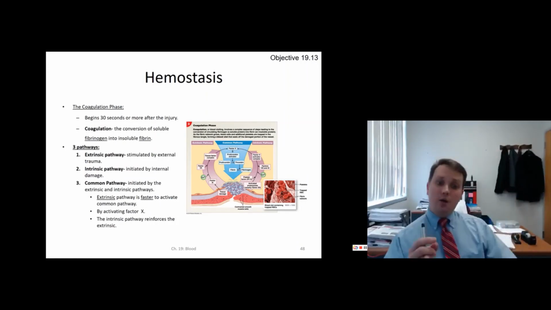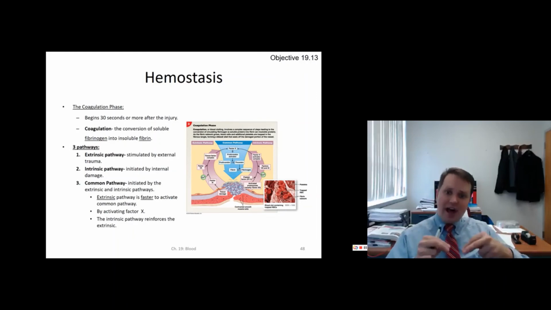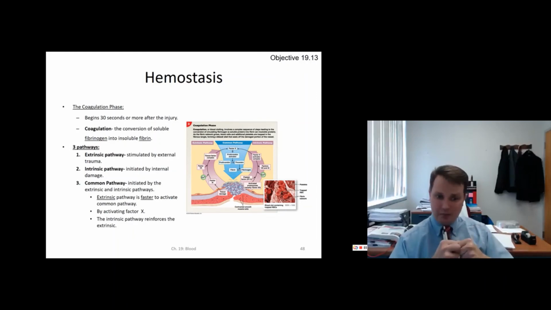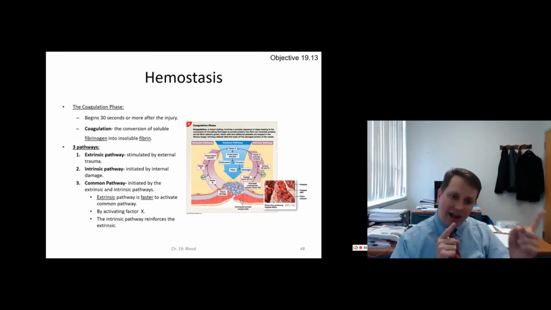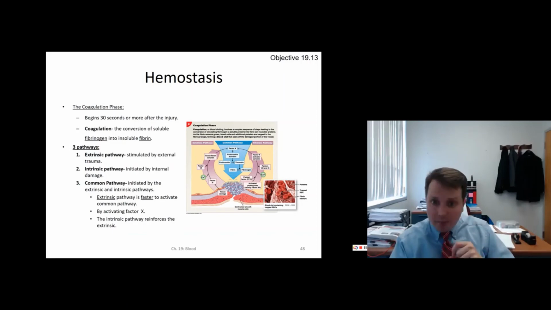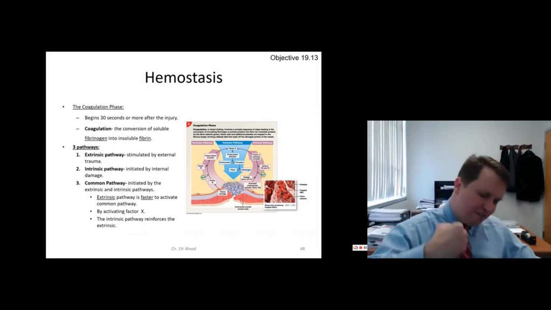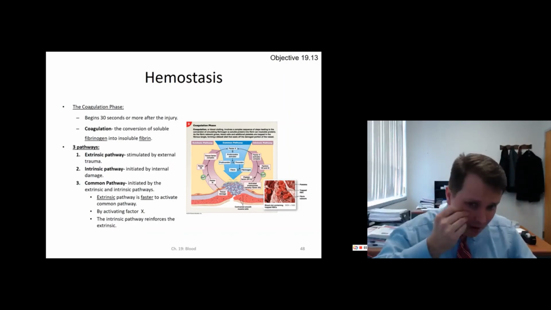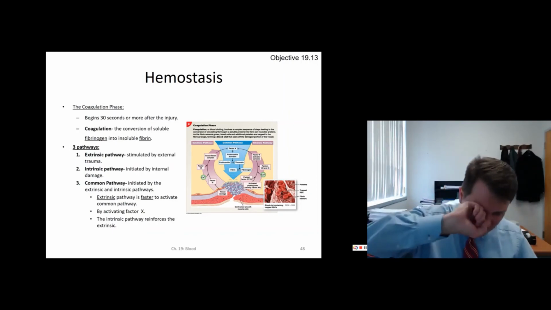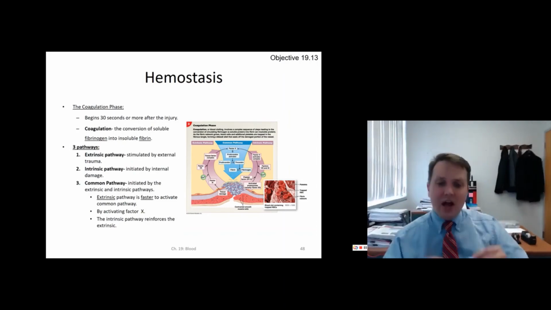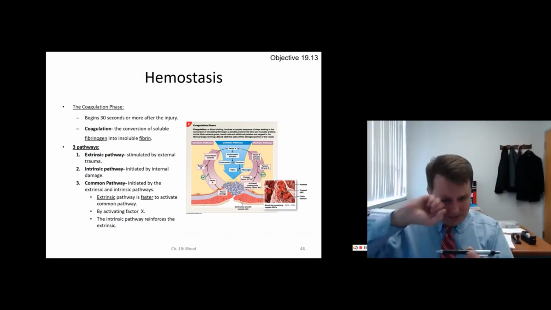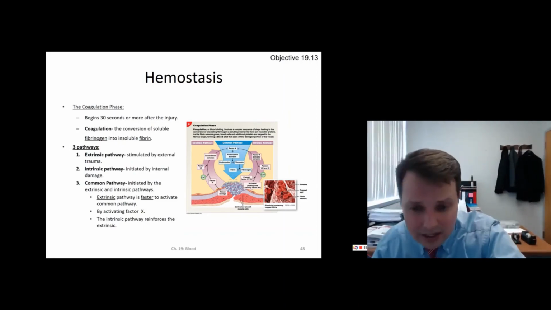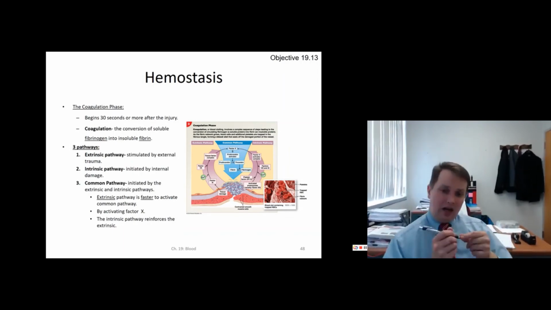Now, to do this, there are two pathways to cause coagulation. One is called the extrinsic, and that's external trauma, like a punch to my face, and you give me a black eye. The trauma damages my blood vessels from the outside, opening them up. That tissue damage will stimulate this avenue called the extrinsic pathway.